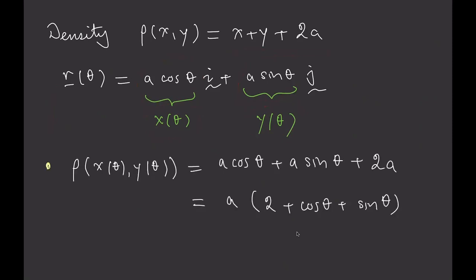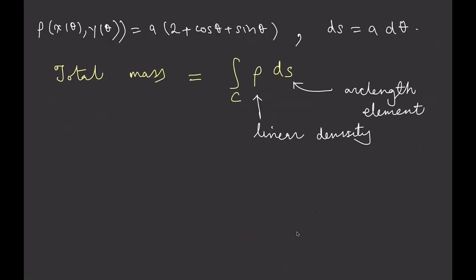So I now know that rho as a function of x of theta and y of theta is given by this over here. I need x plus y. x is a cosine theta, y is a sine theta, plus 2a. So I get this expression over here: a times 2 plus cosine theta plus sine theta. This gives me my density as a function of theta.